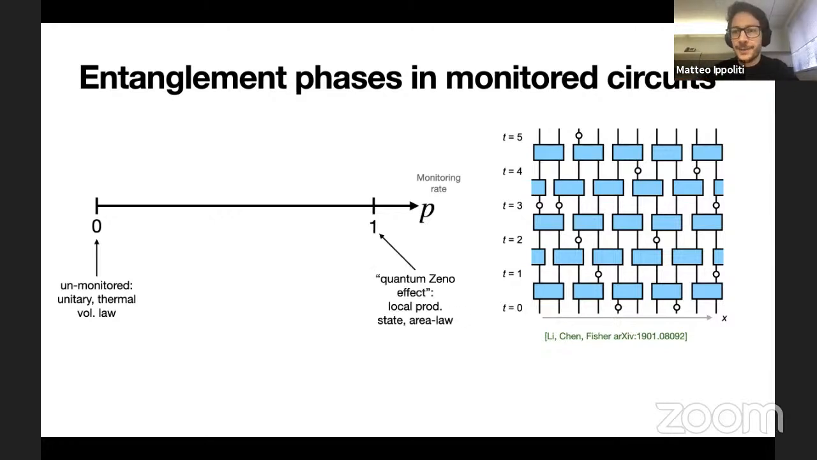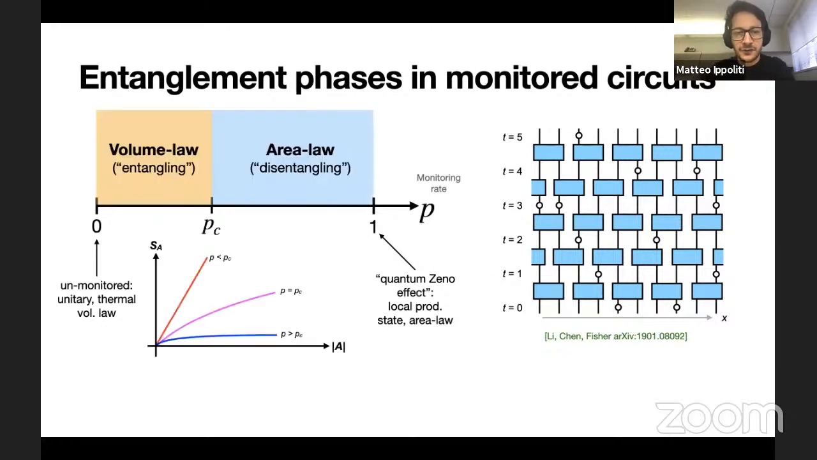Good. So yeah, I mentioned this first endpoint: no measurements, everything is unitary, you get a thermal state. That's fine. The opposite endpoint, where you have measurements all the time, so p equals 1, means that every single one of these bonds is being measured. That basically freezes your quantum state in place. It doesn't have a chance of evolving into anything, and so its entanglement is going to remain 0 or very limited, basically. And this is sometimes called the quantum Zeno effect, or a version of it at least.